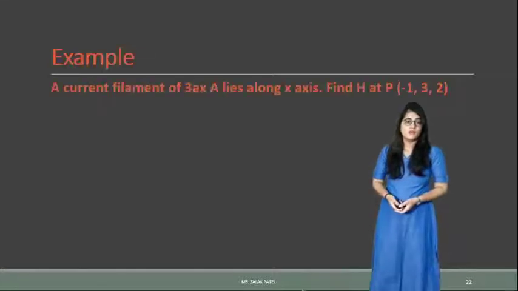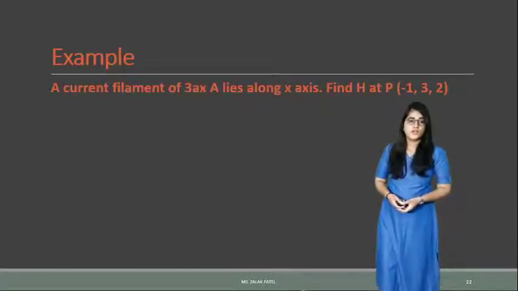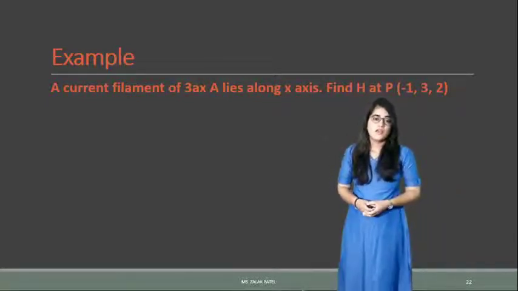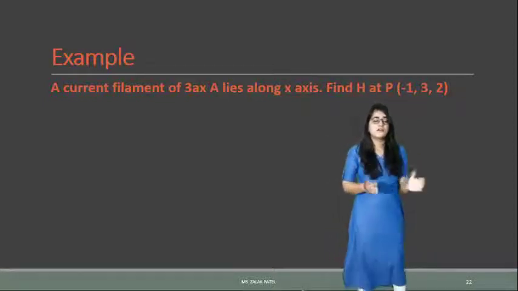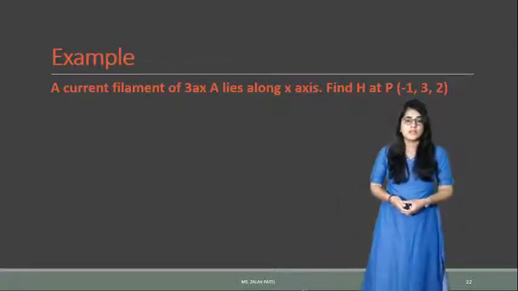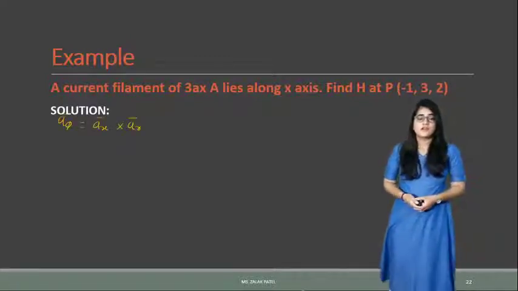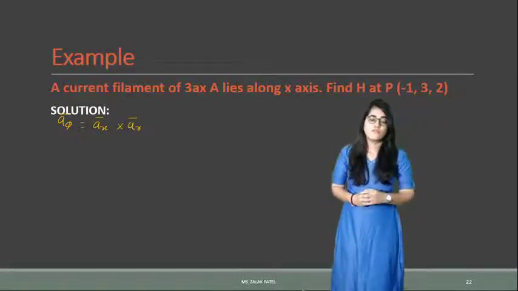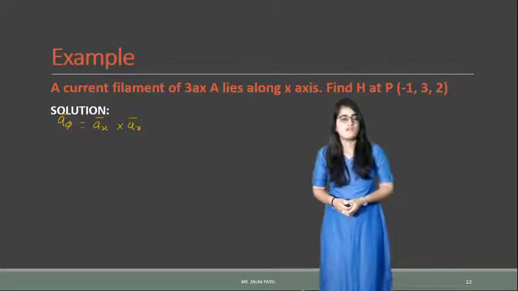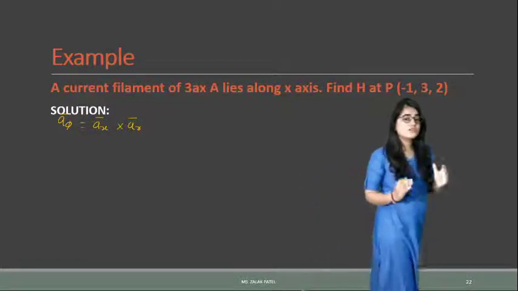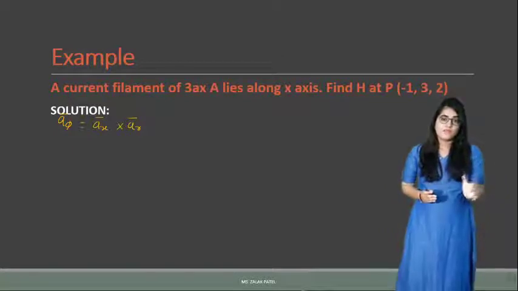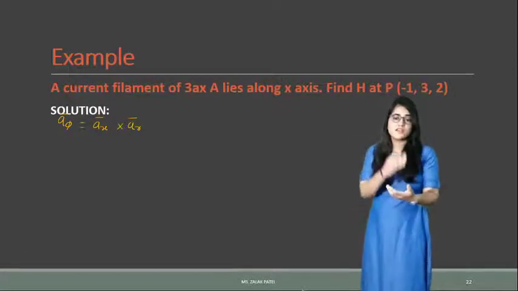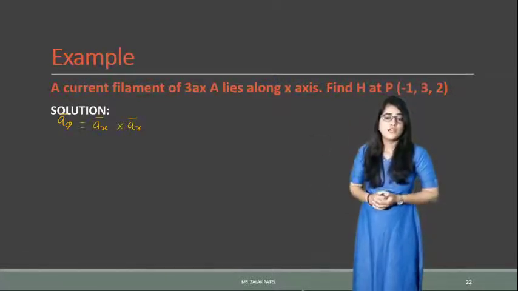Okay. Now let's see one example related to it. Here the problem statement is a current filament of 3 aX ampere lies along the x-axis. Here you have to find the field intensity at (-1, 3, 2). So first, the main thing is that the current filament is a line charge distribution. So obviously the equation is I/(2πr) aφ. The main question is to find the direction aφ. aφ can be found with the cross product of two things: first, the filament direction, with the cross product with the unit vector of distance.